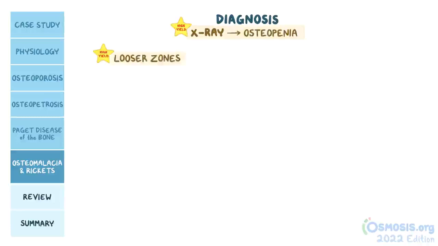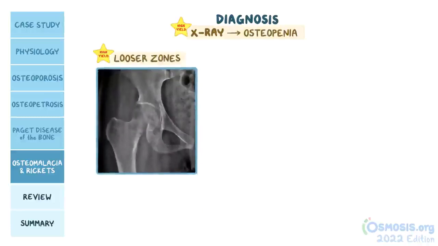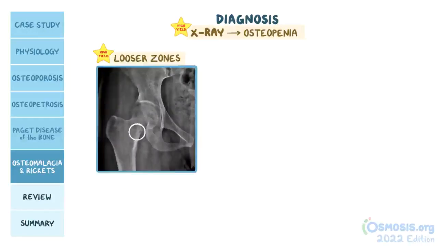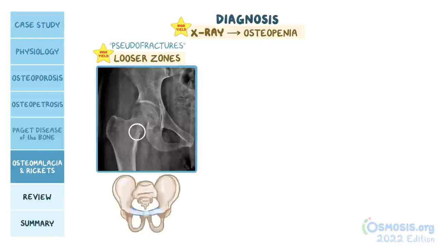First, there's Looser zones, which are bands of low bone density that form on the surface of the bone, and they look a bit like bone fractures, so they're also called pseudofractures. Looser zones frequently develop in the anterior and superior pubic rami of the pelvic bone.